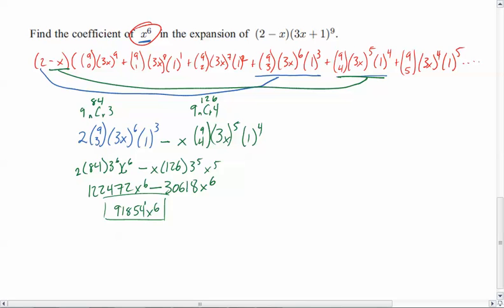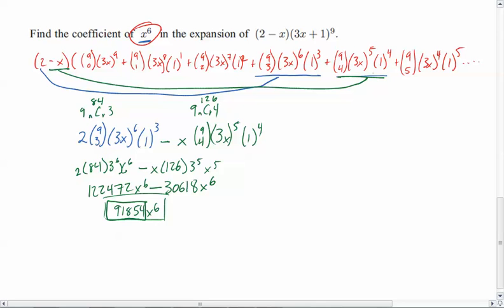Now, I suppose, I apologize, the answer should be 91854 because it's asking for the coefficient of x to the sixth. Okay, so there you go. I hope that's helpful in your homework tonight. A couple of them will be similar to this, but won't require you to find two terms.